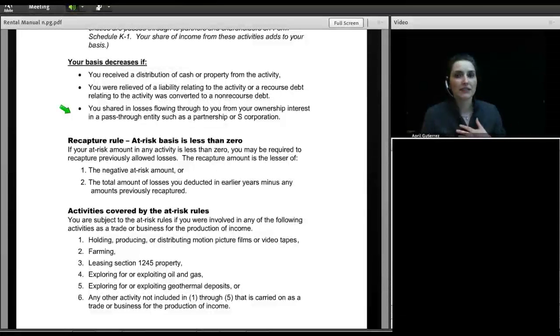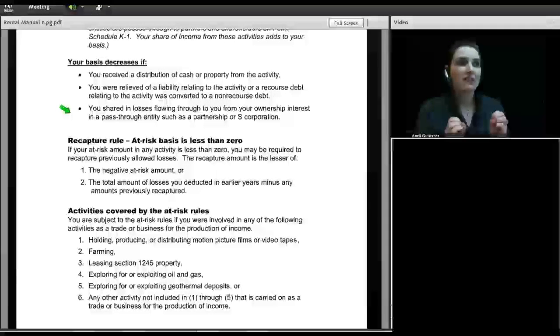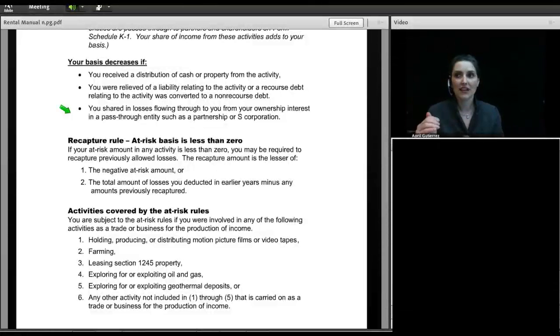I see basis, the concept of basis, being something a lot of tax preparers and certainly clients don't get. They see a number on a K-1 and it's a loss, they're going to put it on the tax return, no questions asked. But you need to be asking the questions. Has any kind of basis calculation been done?